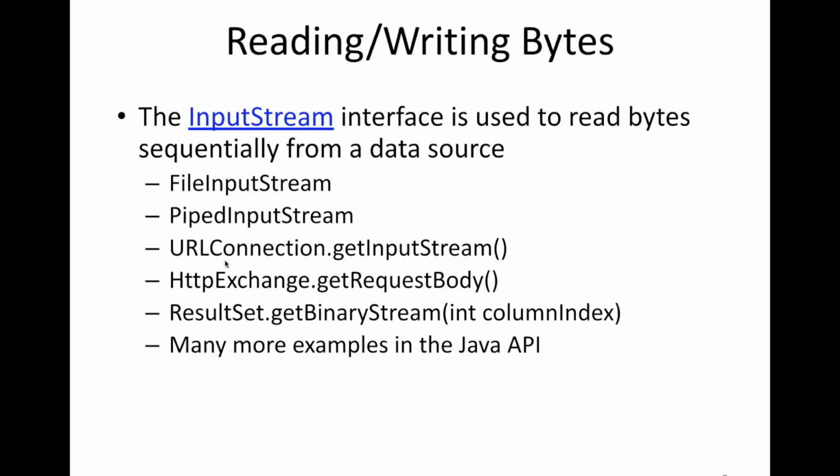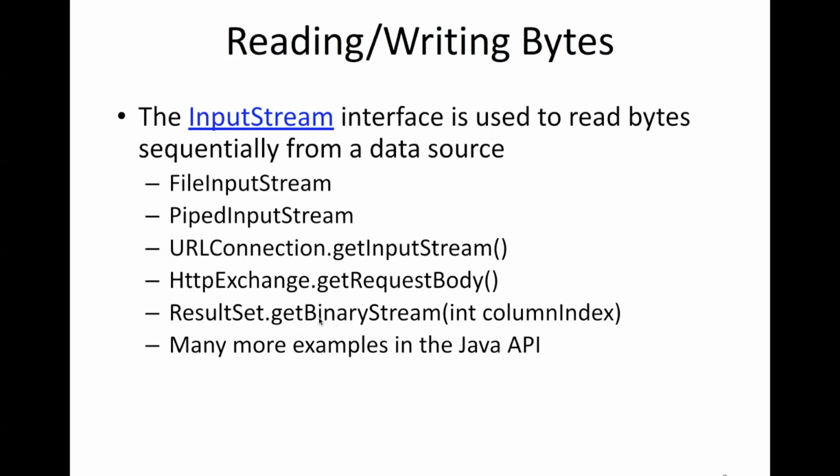Another way to get an input stream is to use a URL connection. When we start doing the Family Maps server, you'll learn more about that. But we need to be able to get a stream to read data from a server. So we'll use URL connection.get input stream, and that will return a stream that will read data off of a server. Similarly, HTTP exchange.get request body is another way to read data. Usually you'll use that method when you're using your server.